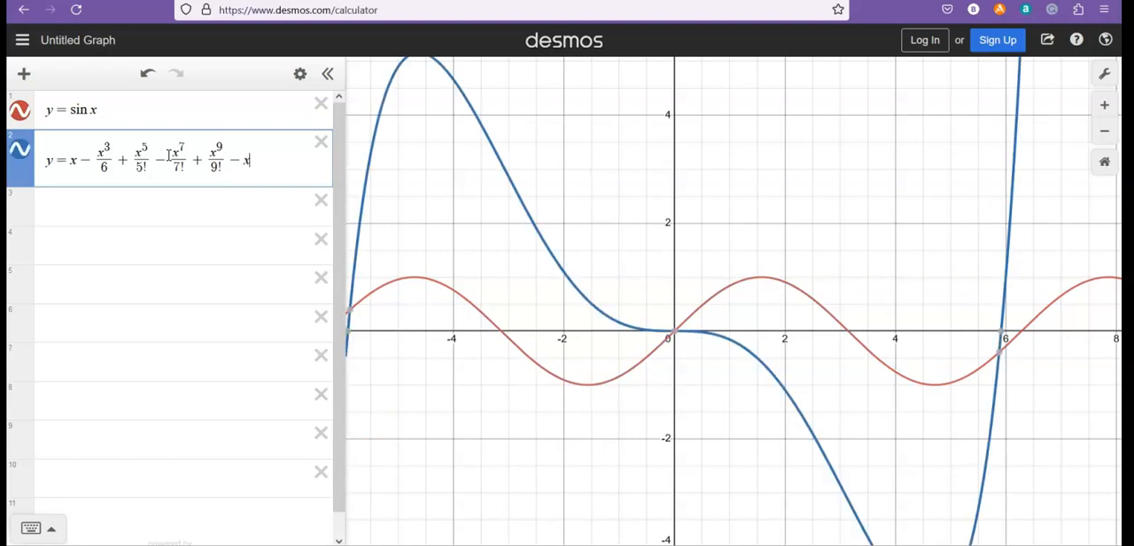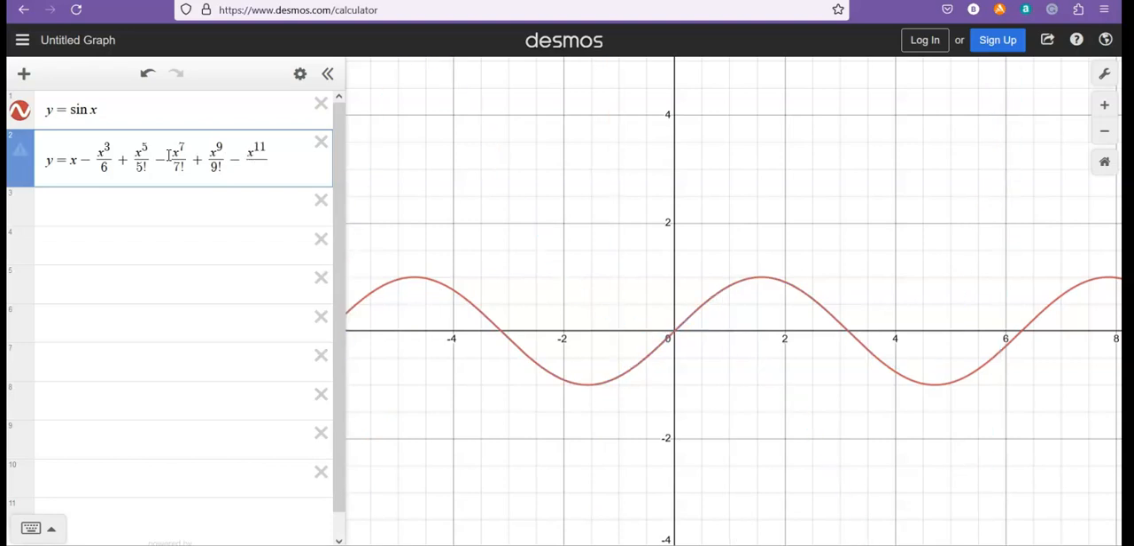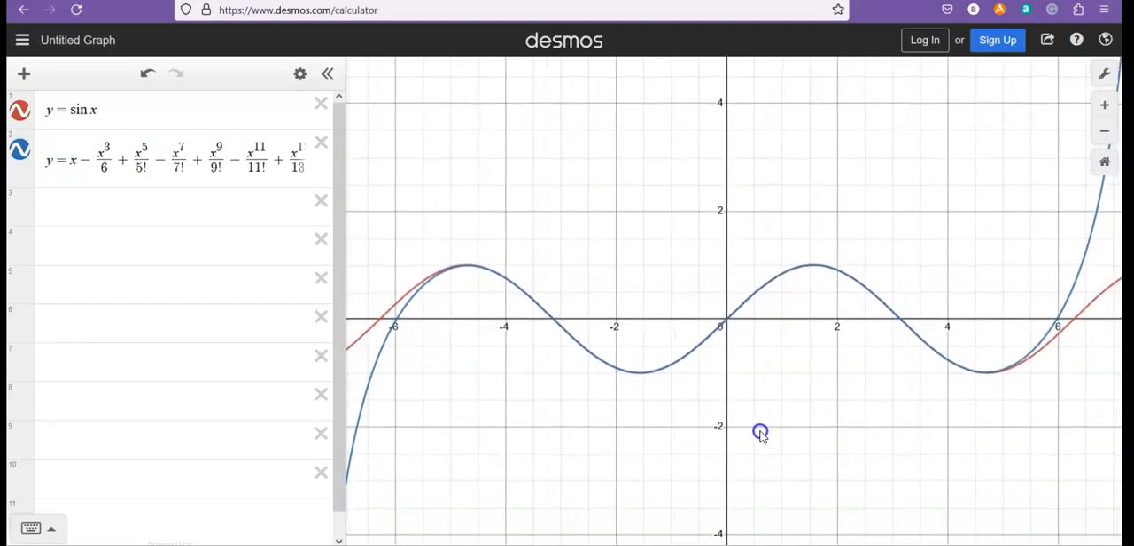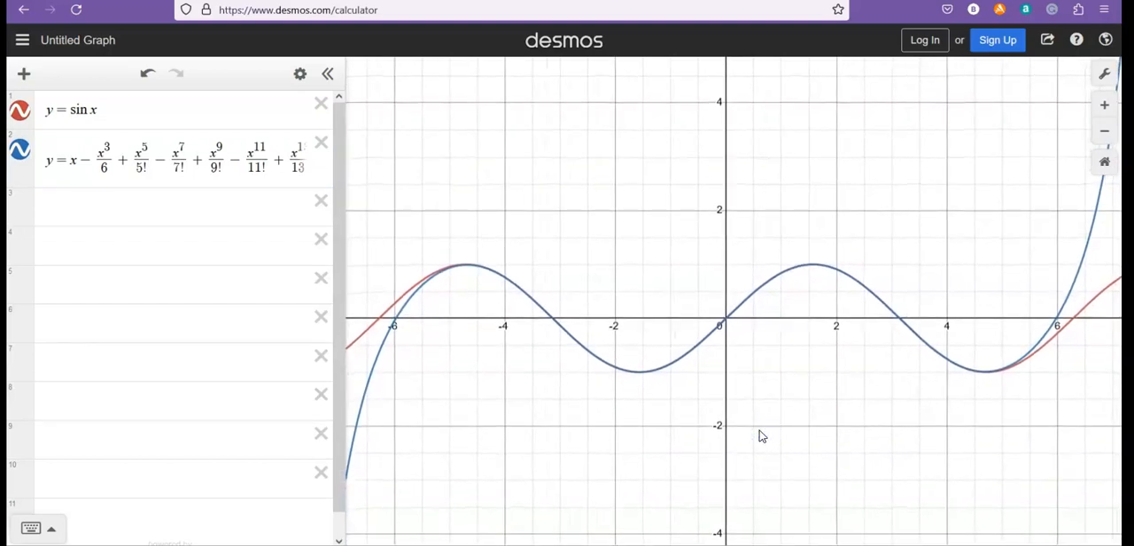And minus x to the 11th over 11 factorial, and plus x to the 13th over 13 factorial. And look at that. I've almost covered the sine curve from about -5 to 5. This polynomial matches the sine curve exactly. And as we keep adding terms, this is going to pinch closer and closer to it. When we have an infinite number of terms, they'll be exactly the same.